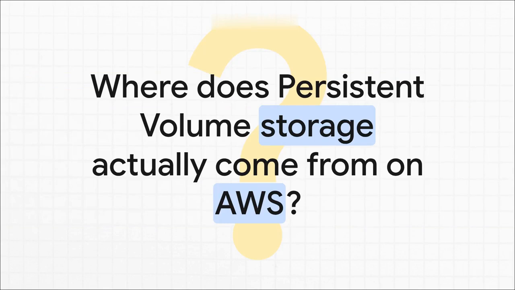Now this all sounds great in the abstract world of Kubernetes, right? But a persistent volume isn't just magic. It has to be backed by real, actual storage somewhere. And since we're talking about EKS, that somewhere is, of course, AWS. So that leads to the big question. What are our choices? What does AWS offer us?